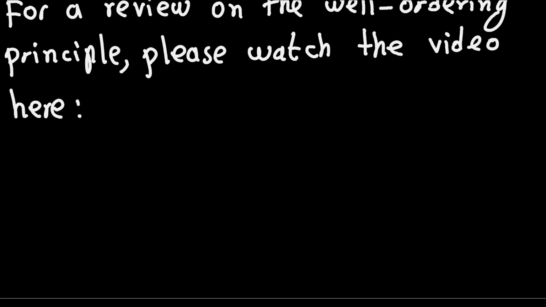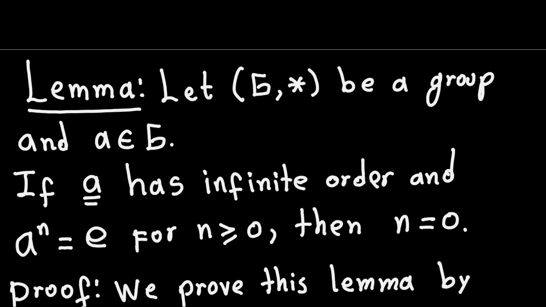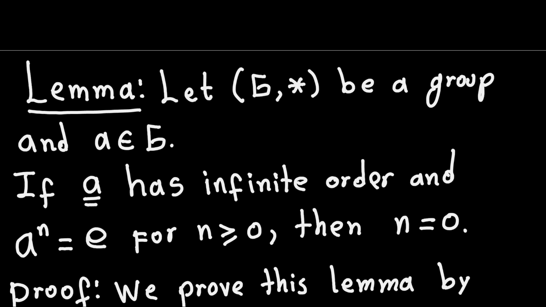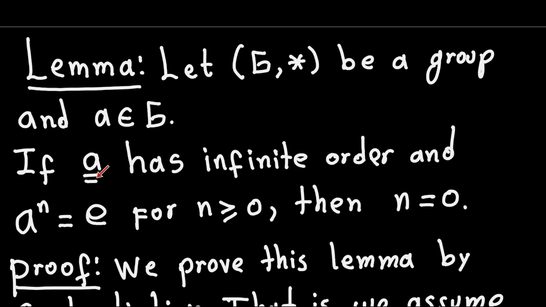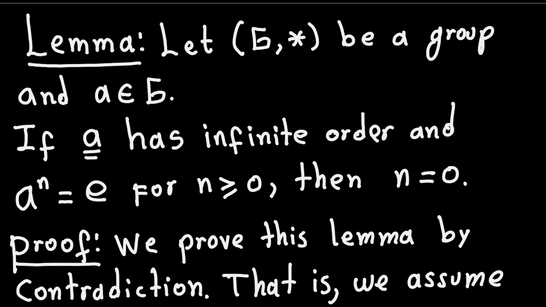All right, so the first thing I'm going to do is prove a lemma. That means it's a result that is going to be used in a theorem later. The lemma says this. Let (G, *) be a group, so G is the set and star is the binary operation, and let's say we have an element a in G. If that element in G has infinite order, so that means no integer power or natural power of a gives you the identity, and a to the n is the identity for n bigger than or equal to 0, the only way that could happen is if n is equal to 0. So if a to the n is the identity, you get that n is equal to 0, provided that the element has infinite order.